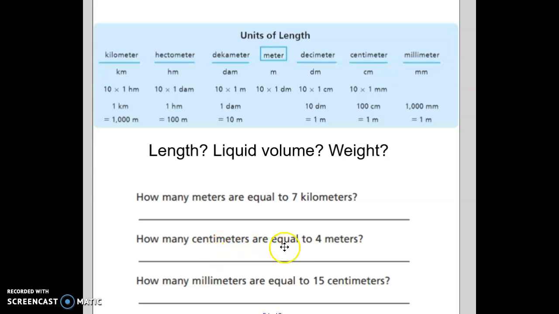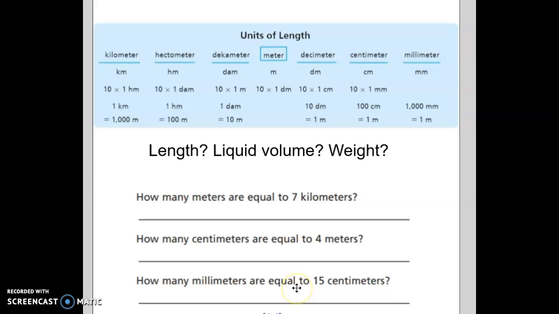How many centimeters are equal to 4 meters? Well, there's 100 centimeters in 1 meter. I have 4 meters, so I must have 400 centimeters.